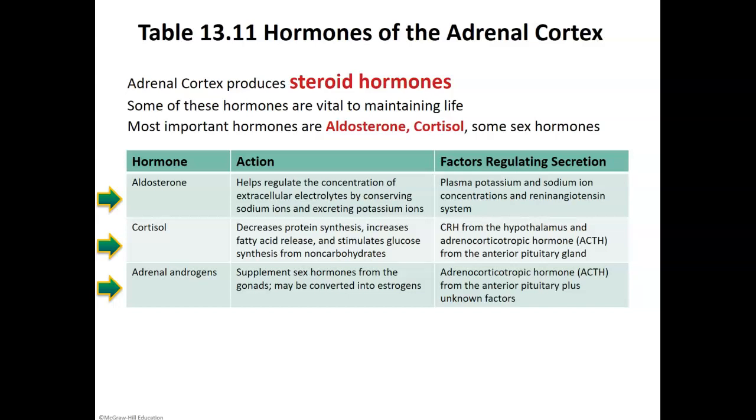So cortisol is important for regulation in many places in the body. It decreases protein synthesis, it increases fatty acid release, and here's the big one, it stimulates the creation of glucose from non-carbohydrate sources, specifically protein. So if you're fasting and you don't have any access to carbohydrates or you're on the keto diet, cortisol will stimulate the breakdown of protein into glucose so your body can still make ATP.